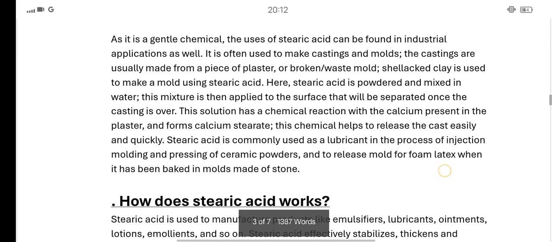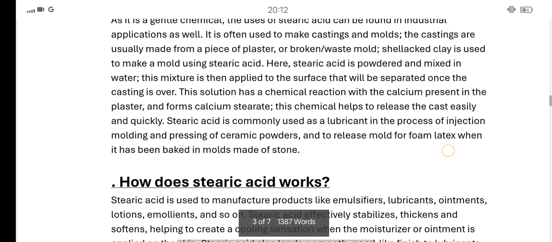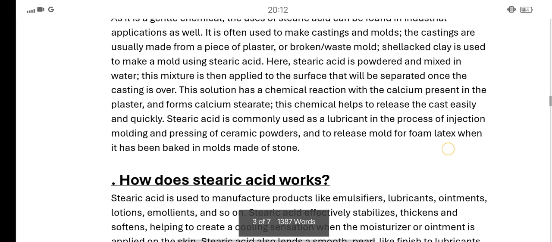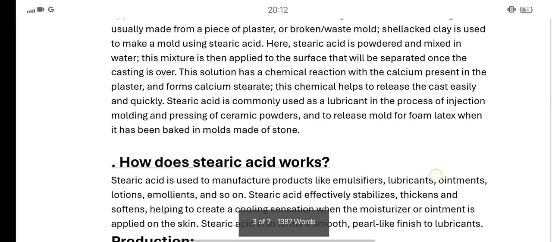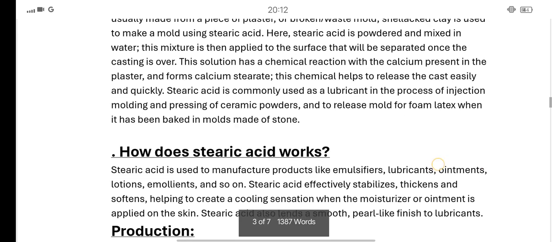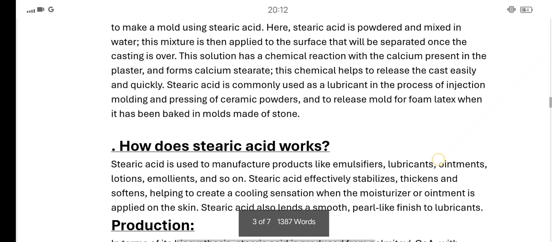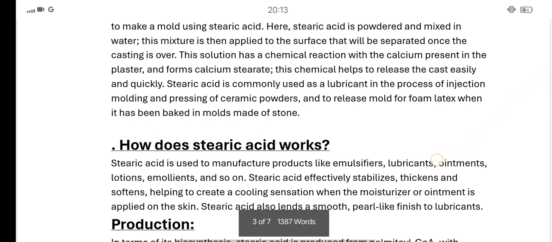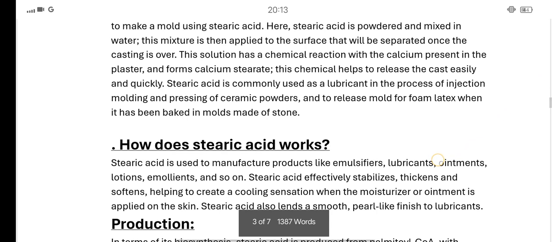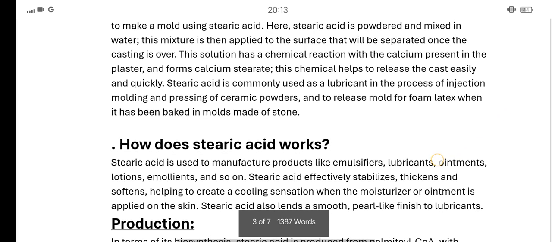It is often used to make the casting of molds. The castings are usually made of pieces of plaster or broken waste mold. Clay is used to make molds using stearic acid. Here stearic acid is powdered and mixed in water. This mixture is applied to the surface that will separate once the casting is over. This solution has a chemical reaction with the calcium present in the plaster and forms calcium stearate. This chemical helps to release the cast easily and quickly.